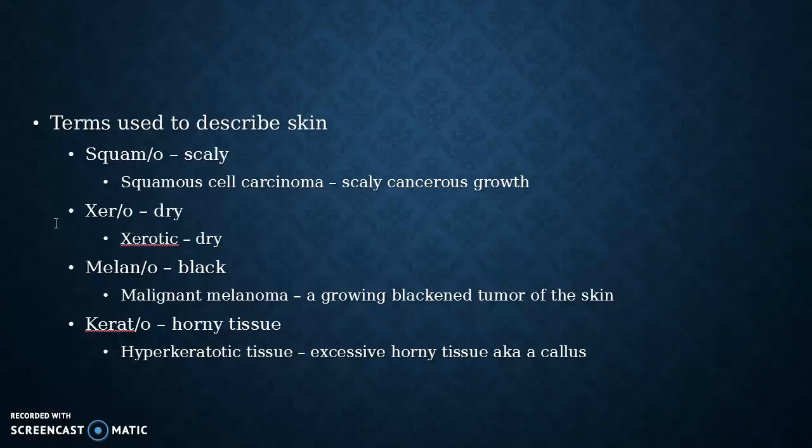Squamous cell, as in squamous cell carcinoma, a scaly cancerous growth. Xero is dry, xerotic skin, so that's dry skin. Melano is black, so malignant melanoma is a cancerous blackened tumor. And kerato is a horny tissue, so this is hyperkeratotic tissue, excessive horny tissue, also known as a callus. So make sure you spend time familiarizing yourself with the descriptor terms here.